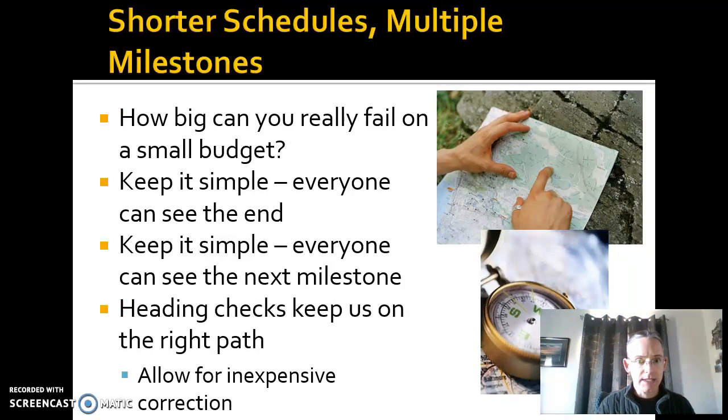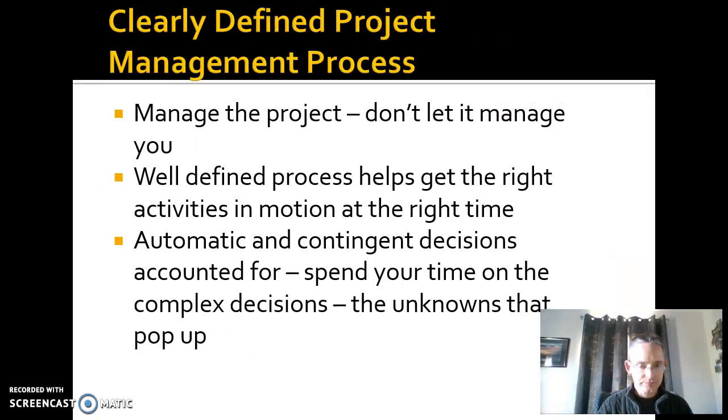And shorter schedules. Again, if you can manage to the next task and make sure you can focus and get that next task done, then pretty soon, if you keep doing that time after time, you get everything done. Keep it simple. Make sure people can see the end where we're supposed to go and have a bunch of checkpoints along the way.